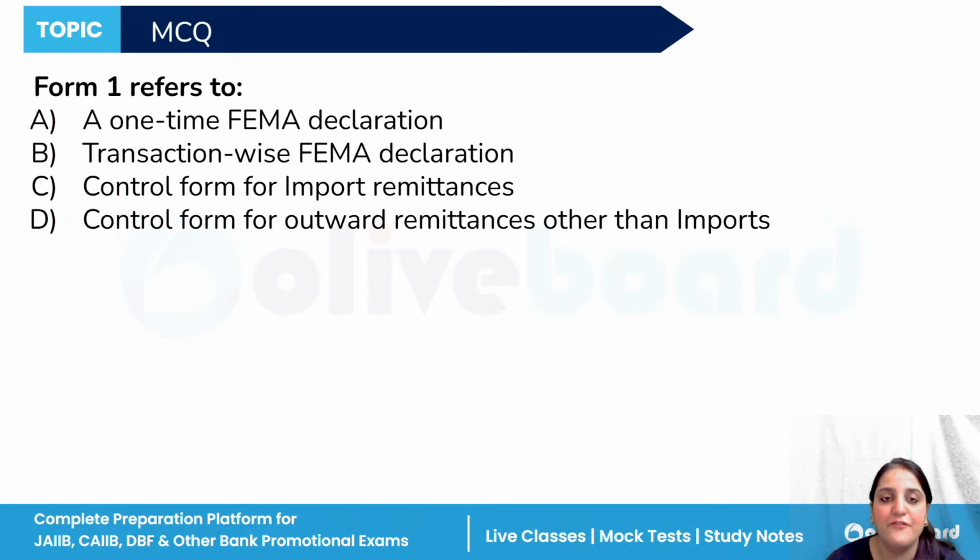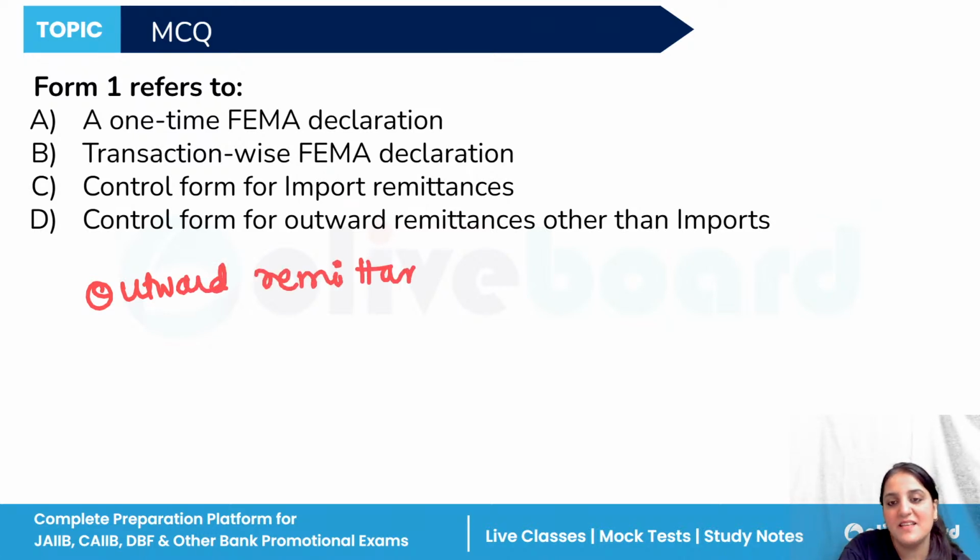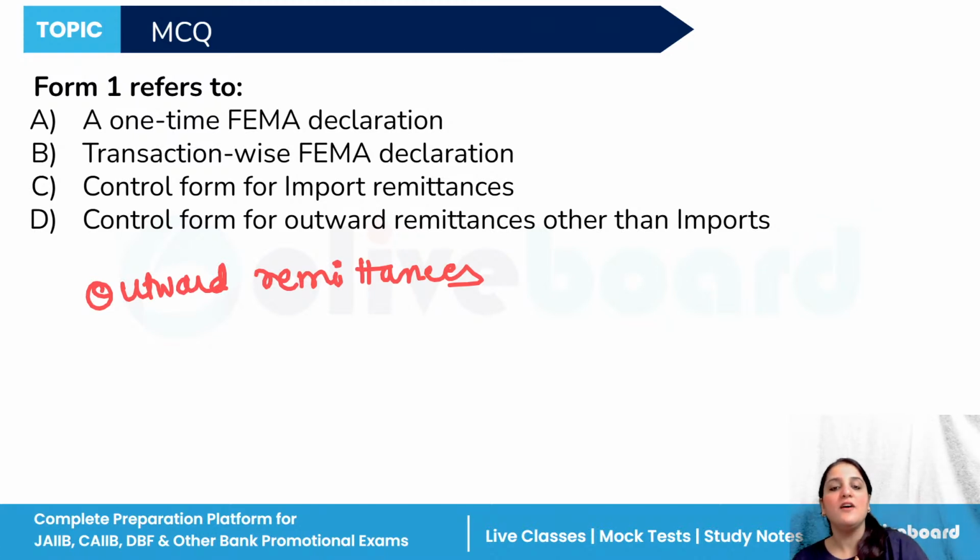Form 1 refers to... See, what is the meaning of Form 1? Let's see first. Form 1 is specially designed for outward remittances that do not relate to imports. These include a variety of transactions such as payments for services, investments, donations, payments for educational purposes, and some other permissible transactions according to FEMA.